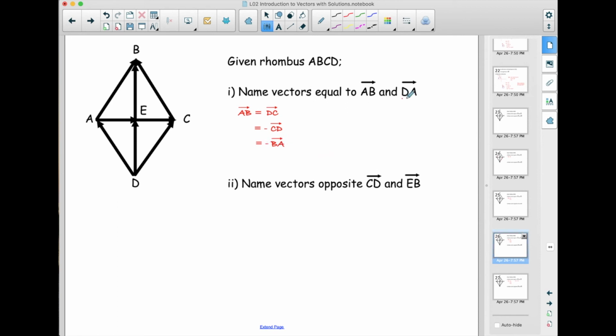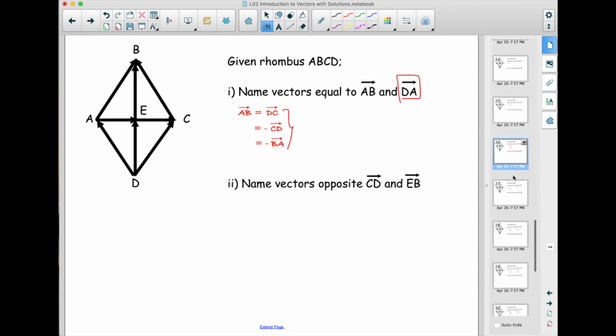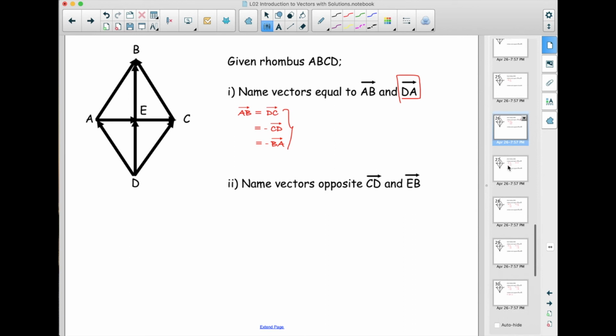All right, now let's see if you can run through that for this particular vector. So there is DA, and see if you can find all three possibilities. Again, you can be in control of the timing. I'm just going to move forward.